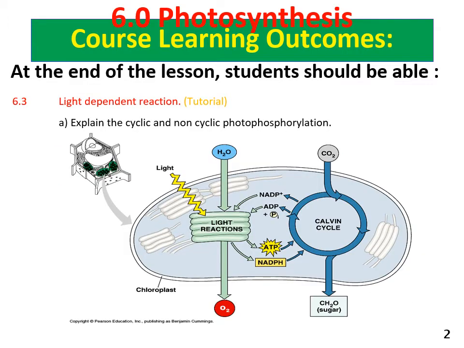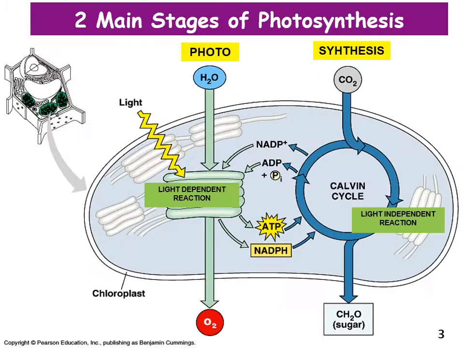For the learning outcome of subtopic 6.3 light dependent reaction, students should be able to explain the cyclic and non-cyclic photophosphorylation. There are 2 main stages of photosynthesis. The first one is the light dependent reaction, and the second one is the light independent reaction. The light dependent reaction occurs at the thylakoid membrane.